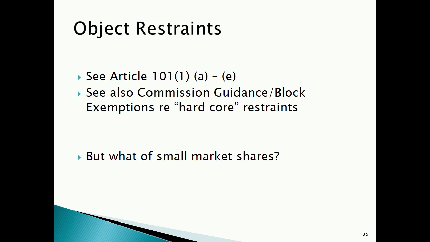Now, what are object restraints? As I said, look at Article 101(1), look at Commission guidelines on block exemptions, on hardcore restrictions. Also in your textbook, on an earlier slide, I gave you the pages. There are some lists of what are generally thought to be by object restraints. I'll take a 10-minute break now, talk briefly about small market shares, and then we'll look at 101(3).